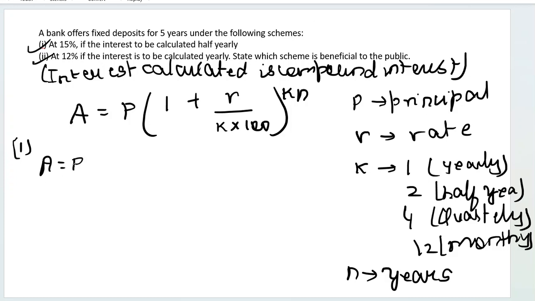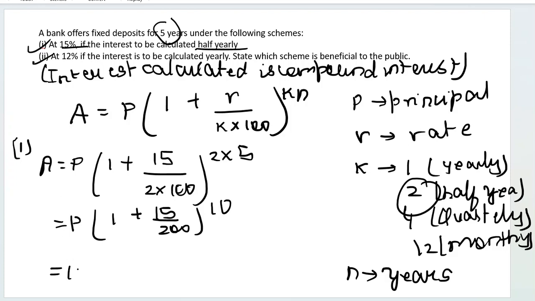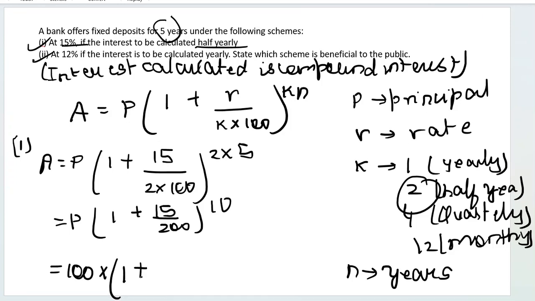So amount is equal to principal into 1 plus R. The rate in the first case is 15. Since it is half yearly, we take K as 2. So 2 into 100 and 2 into N. Now N is for 5 years, so therefore 5. So we get P into 1 plus 15 upon 200 raised to 10. Now if you observe, there is no mention about principal. So in such cases where we have no mention about principal, we take principal as 100.